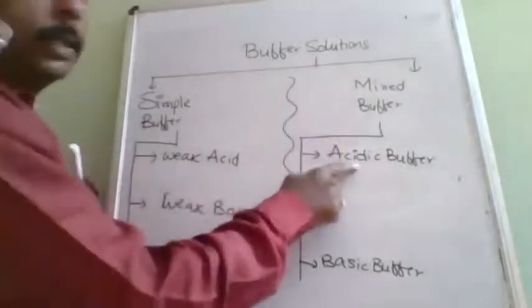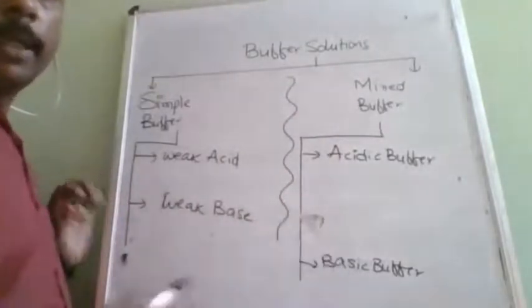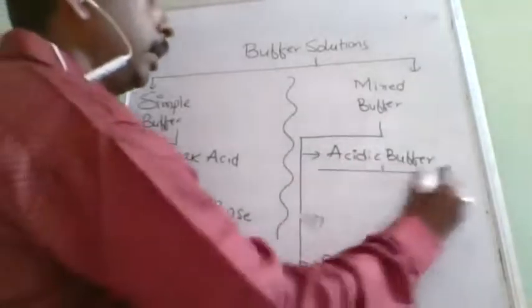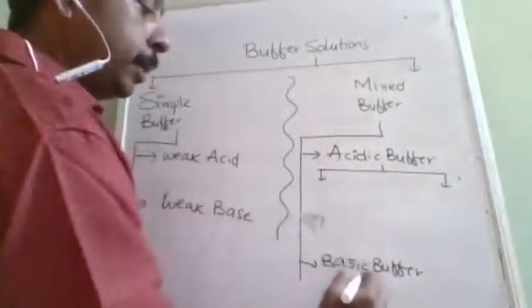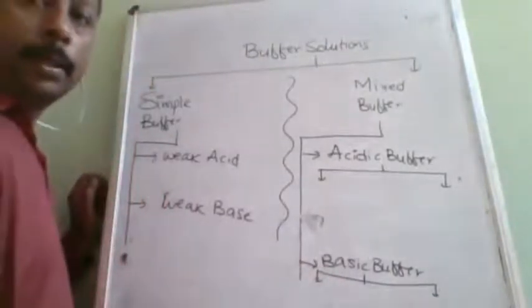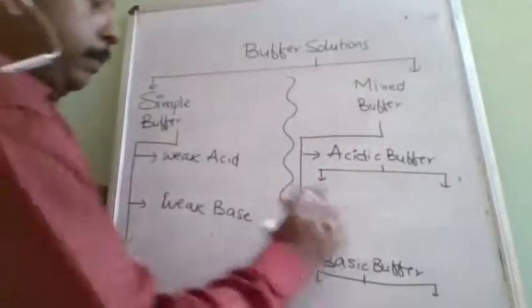This is a type, this is a type. This is a type and this is a type. Again parts will be how many? Two parts. Acidic buffer contains two parts. Basic buffer also will contain two parts. So if I explain this, I think it should be well understood.